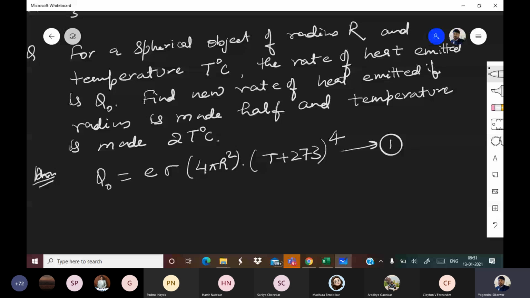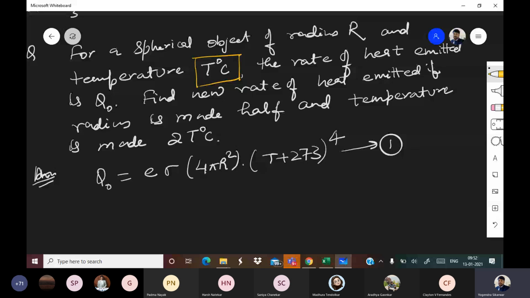Why T plus 273? Because here temperature is given in degree Celsius. And unmindful people, they don't pay attention to details.